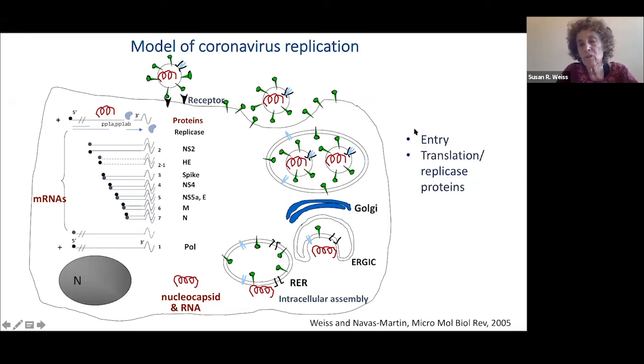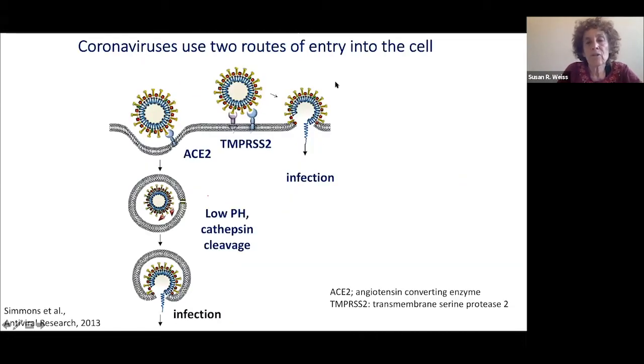So I'm going to talk about two steps that have been identified as possible sites for antiviral interventions, and that would be entry and then the translation of the many replicase proteins encoded in PP1A and PP1AB. So coronaviruses use two routes of entry into the cell, and a lot of the words here are probably familiar to you, but maybe the two routes of entry are not so familiar.